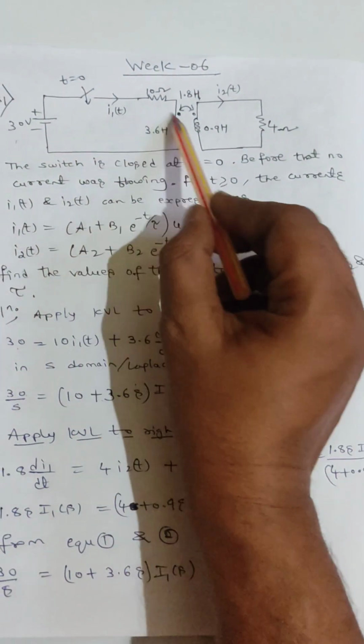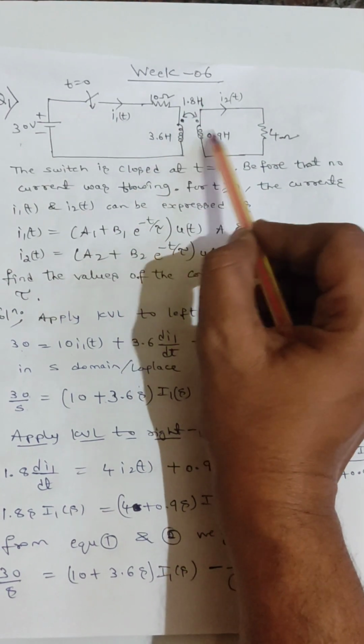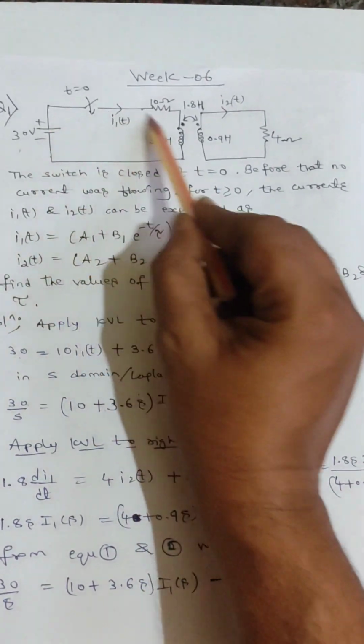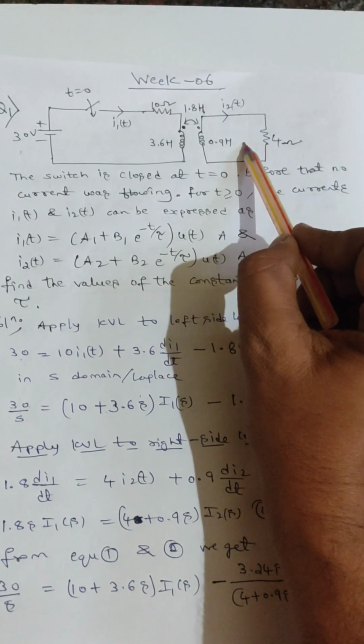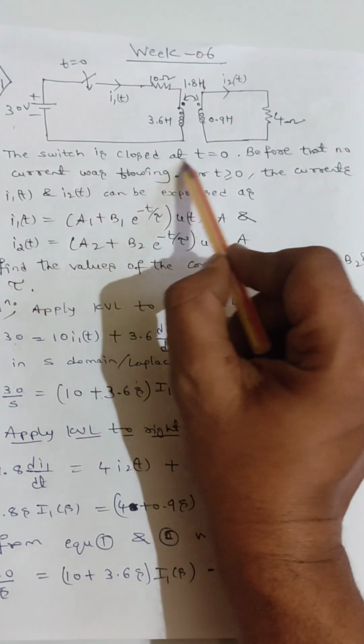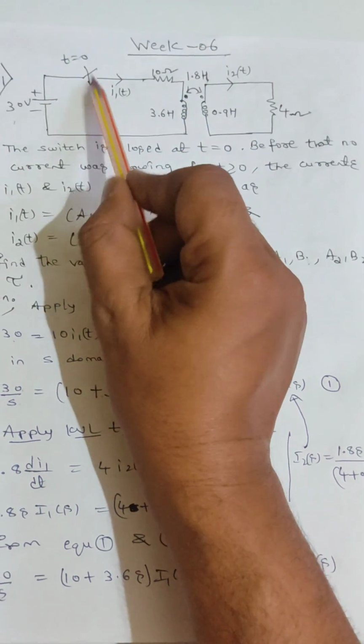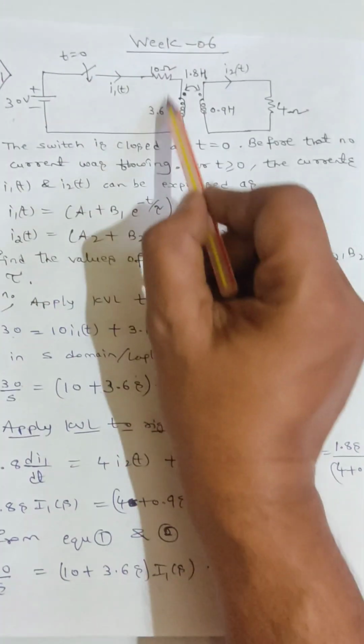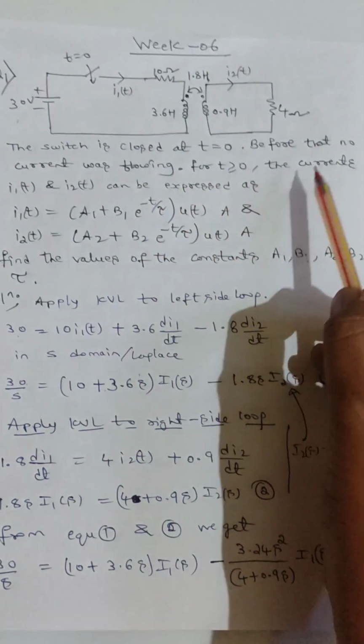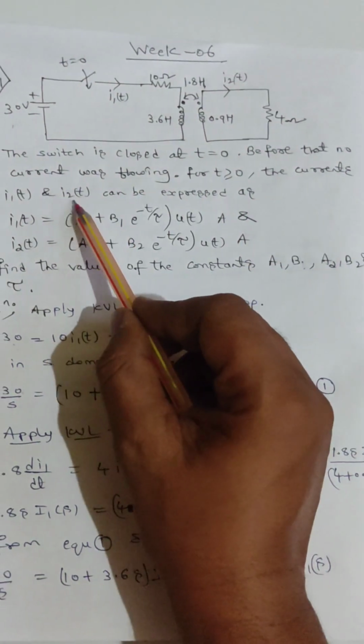So they have given a two-loop circuit, a coupled circuit concept. You consider this as a left loop and a right loop. They mentioned the switch is closed at t equals 0. Before that, the switch was open. Under that condition, no current was flowing in the circuit. That is what is given.